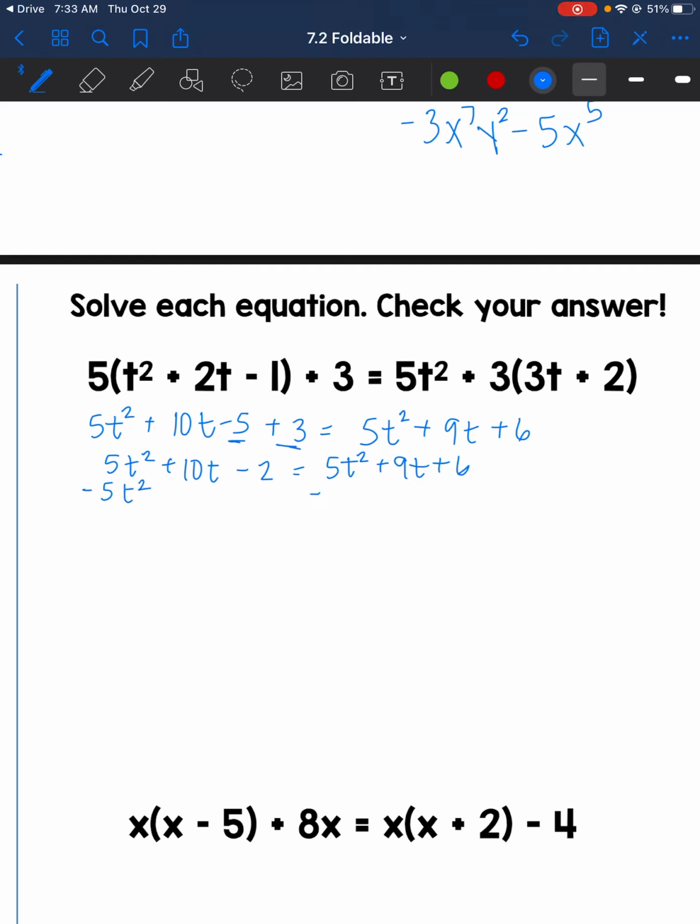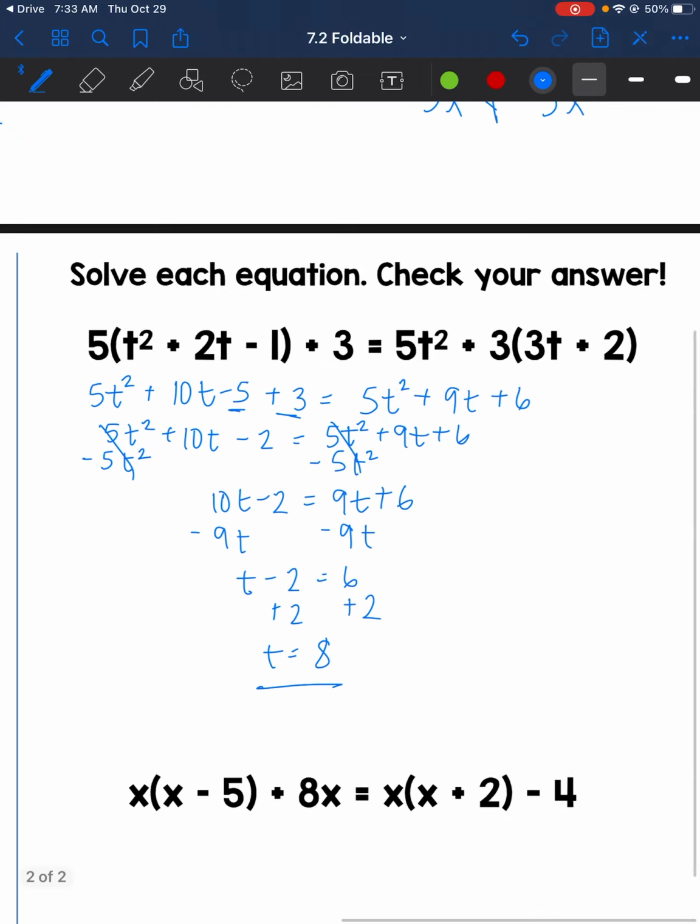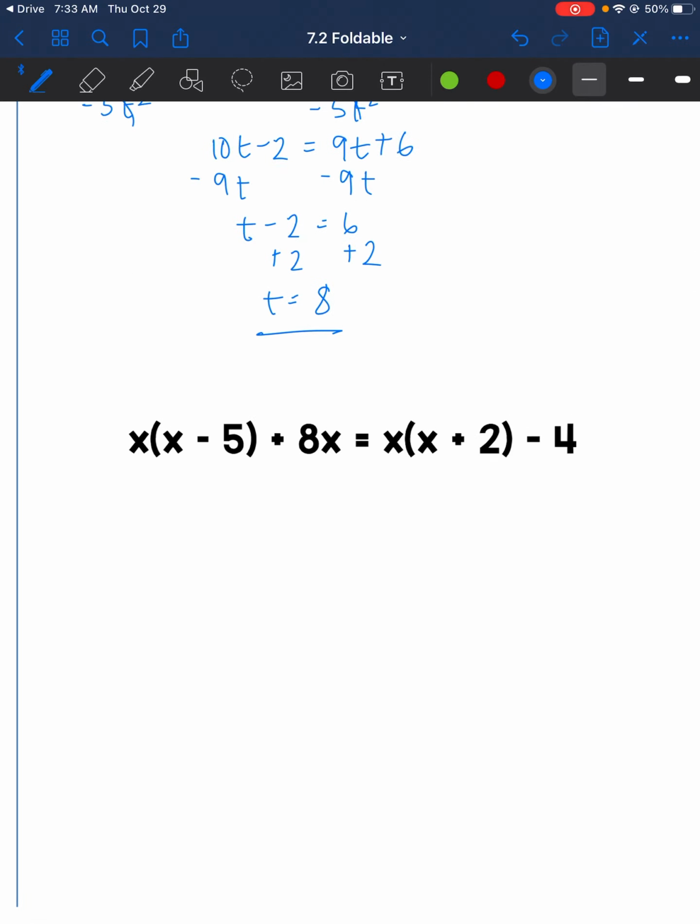Let's subtract 5t squared from both sides. And those will cancel out to 0, then we're left with 10t minus 2 is equal to 9t plus 6. Let's get the t's on one side, so we'll subtract 9t from both sides. Over here, we're left with t minus 2, that's equal to 6, and then adding 2 to both sides. t is equal to 8. Okay, so go ahead and plug this in to check to make sure that that is the solution, and then we'll do this last one really quickly.